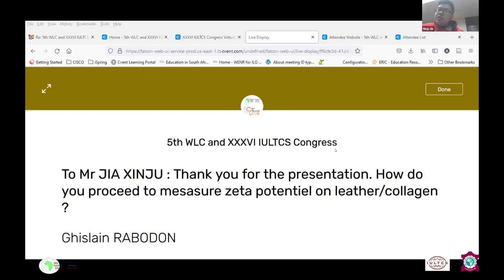The leather was crushed into tiny grains, then made into an aqueous suspension. Then the zeta potential of the suspension was measured with a zeta potential measuring instrument. That's how I measured the zeta potential of my leather and the untreated collagen. Okay, so the sample was ground into small particles and suspended in a water solution, and then instruments available to measure zeta potential were used. Thank you very much for that answer.